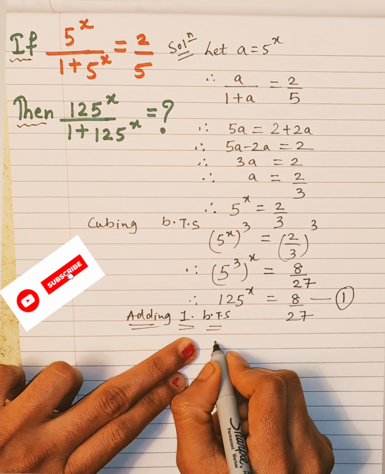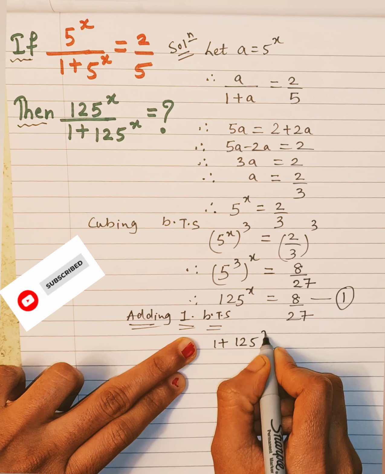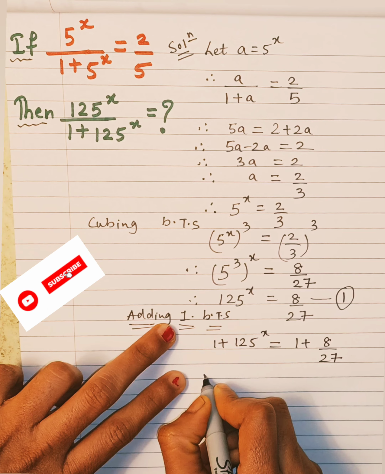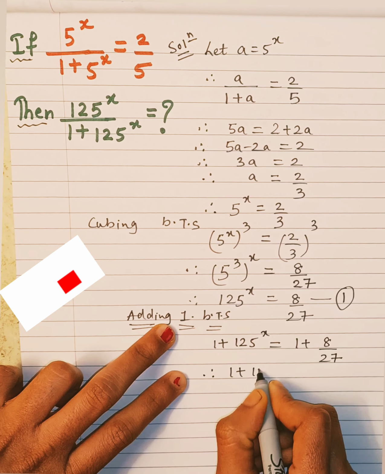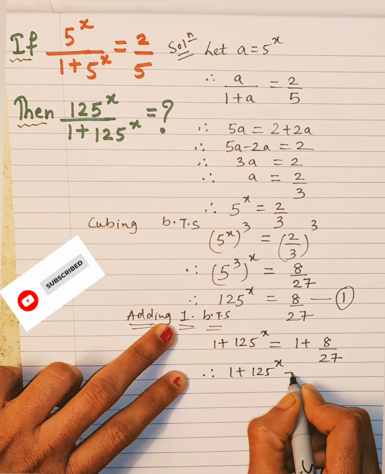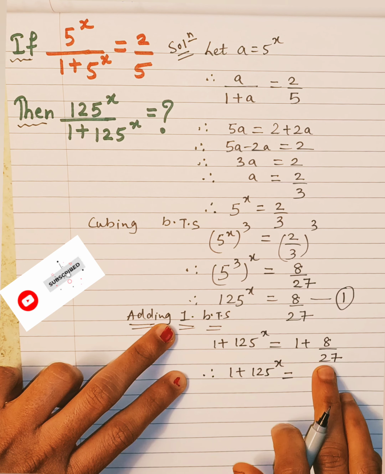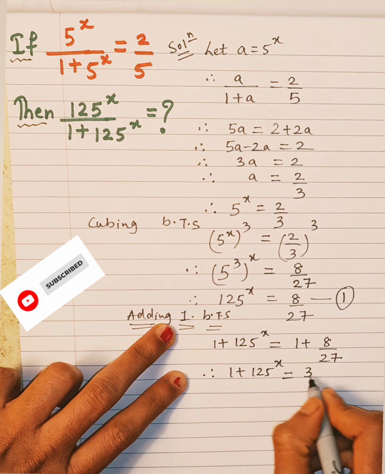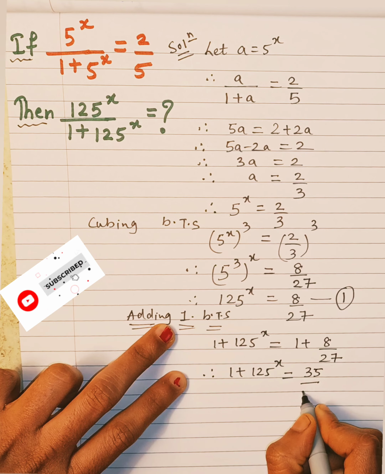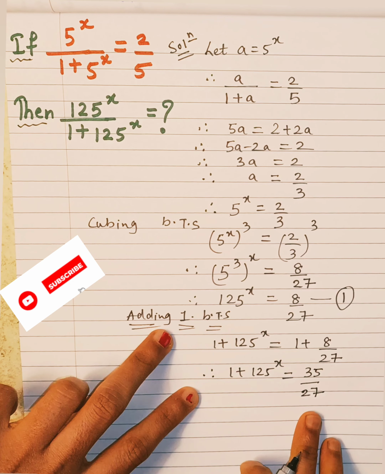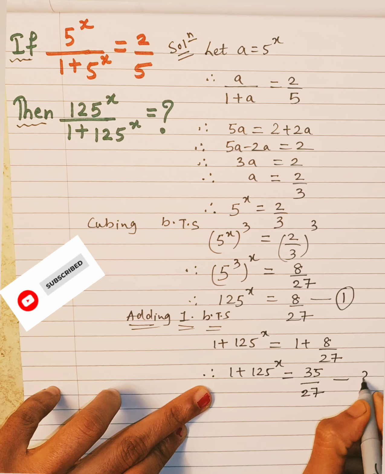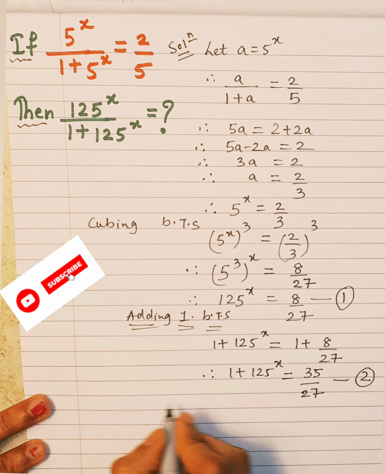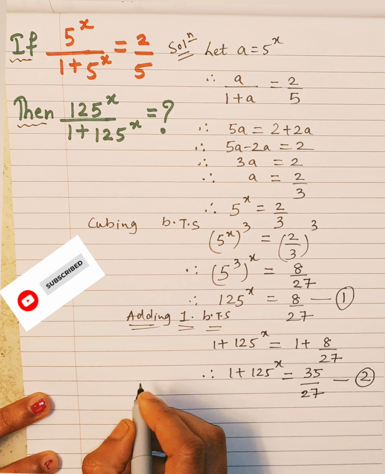So I will get 1 plus 125 raised to x, and this side 1 plus 8 upon 27. Here this part remains the same, 1 plus 125 raised to x, and here after taking LCM 27, the 1 will be 27 and 27 plus 8 will give us 35. So this part we will get 35 upon 27. Now this is our second equation, equation 2. Now we can find the value of this.